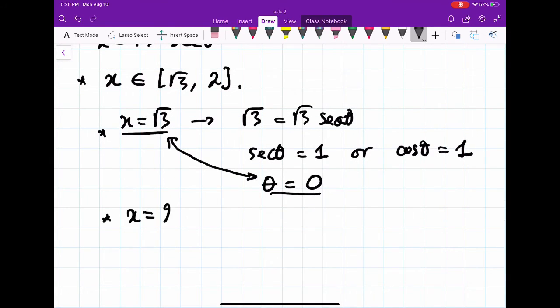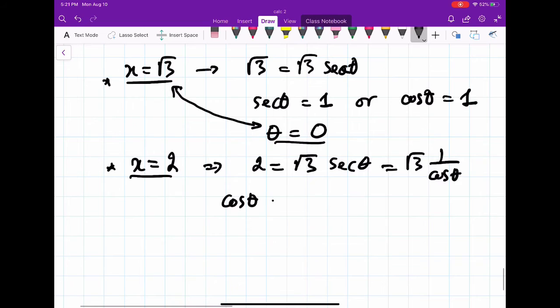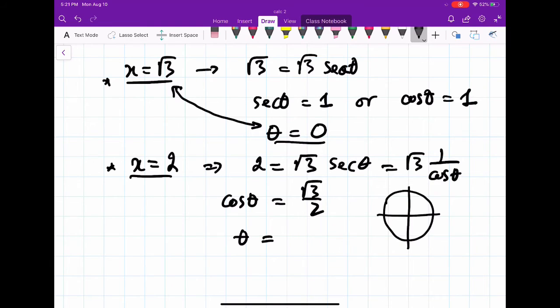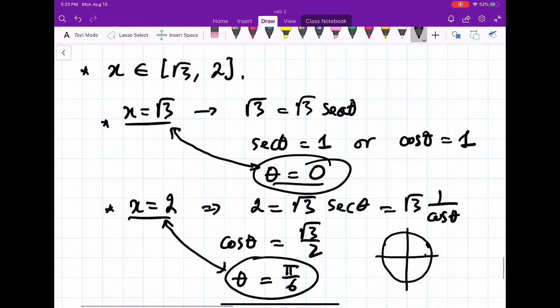When x equals 2, I have 2 equal to square root 3 secant of theta, or that is square root 3 times 1 over cosine of theta. From here I have cosine of theta equal to square root 3 over 2, or theta is equal to, let me check that, arc cosine of square root 3 over 2. That is pi over 6, I guess. So that is the new integration limit. Then we plug 0 and pi over 6 into this function.